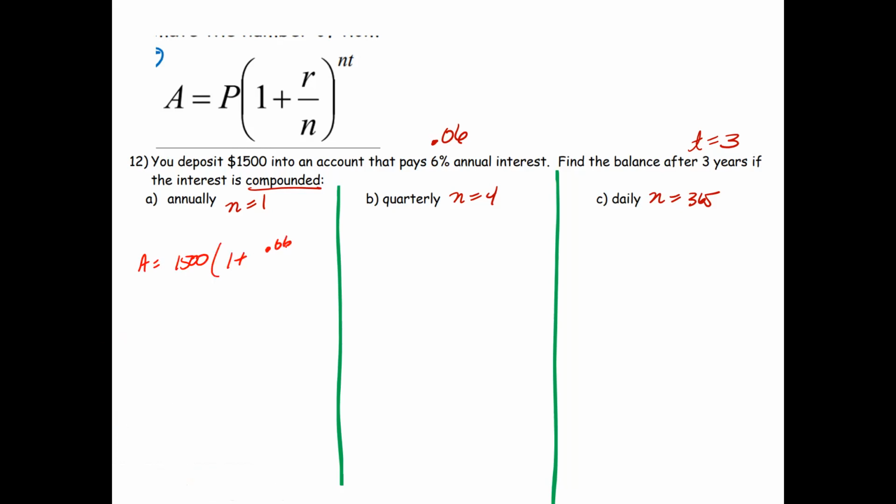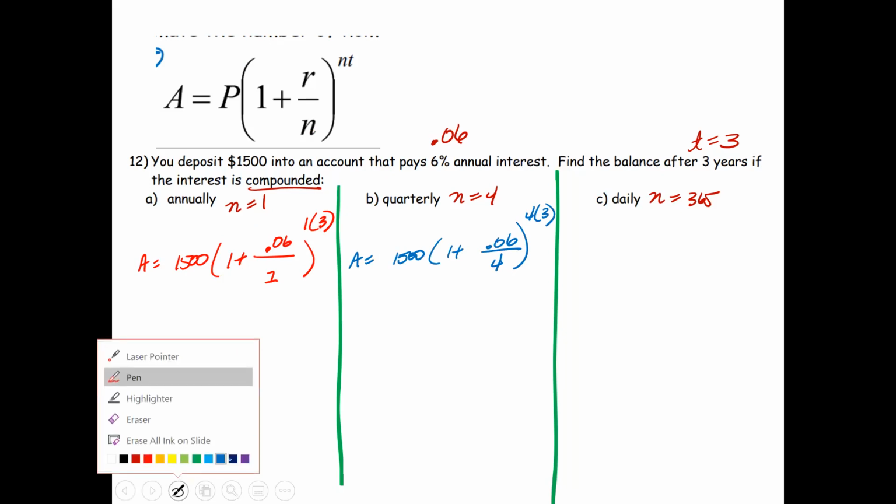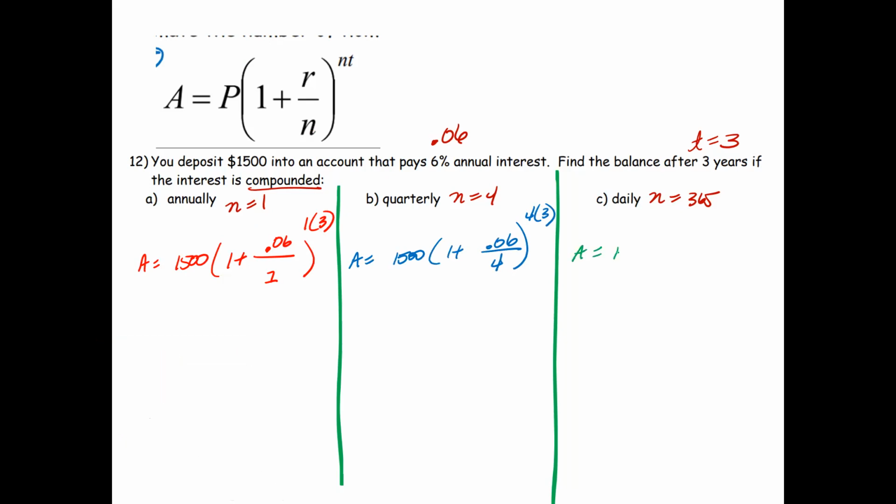1 plus 0.06 divided by N, where N is 1. So they're just going to give you interest once a year. So that's not great, but that's okay. Then 1 times 3. Quarterly, you're going to set it up so it's A equals 1,500 times 1 plus 0.06 divided by 4, to the power of 4 times 3. And of course, your last one is A equals 1,500 times 1 plus 0.06 divided by 365, to the power of 365 times 3.